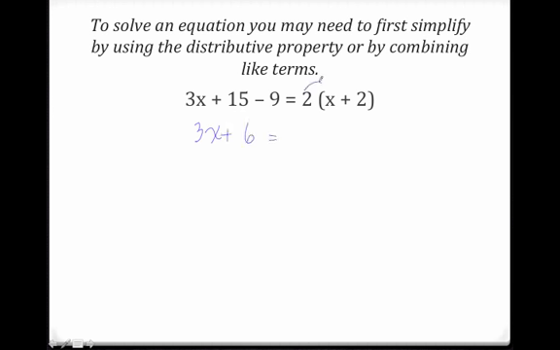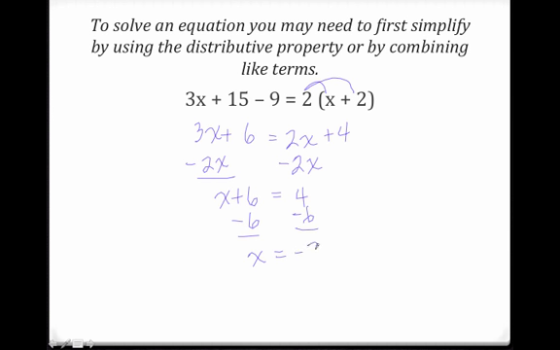And then I'm going to distribute my 2 so that I have 2x plus 4. Okay, now this looks like what we had before, and I can go ahead and solve. If you want, pause the slide, see if you got this right. Subtract 2x. I get x plus 6 equals 4. Subtract my 6, so that x equals negative 2.